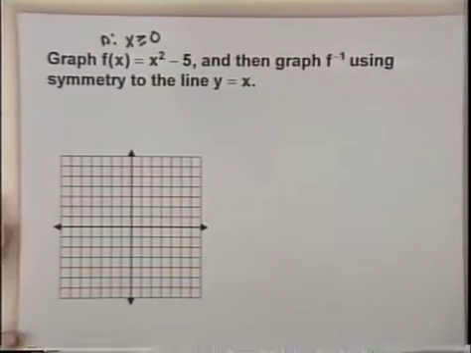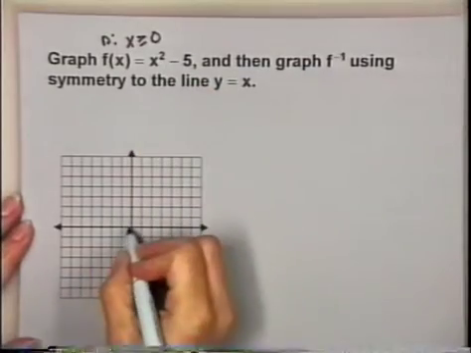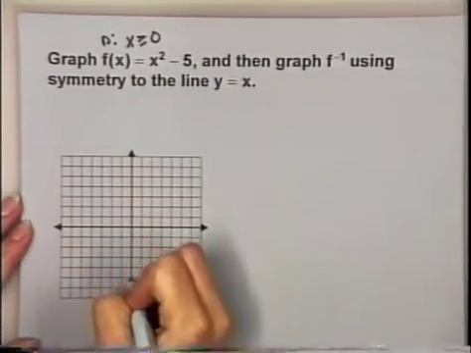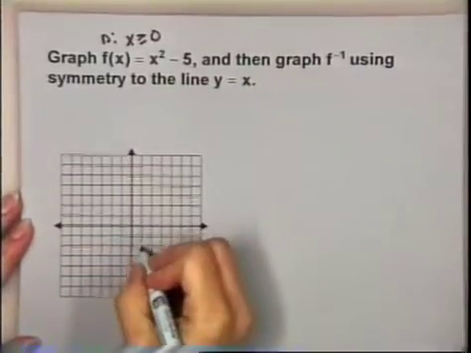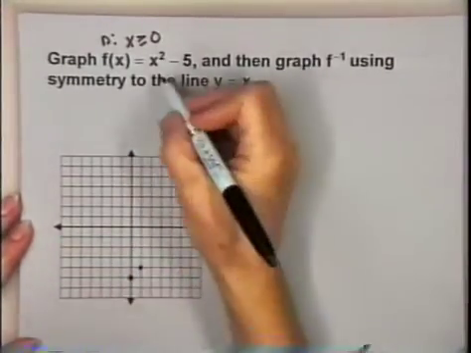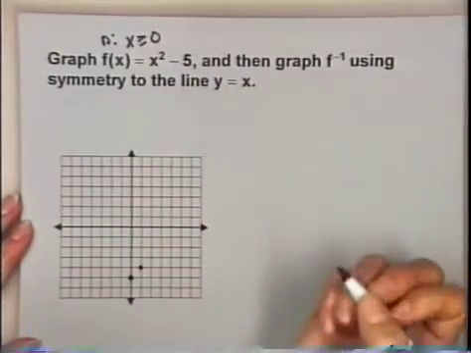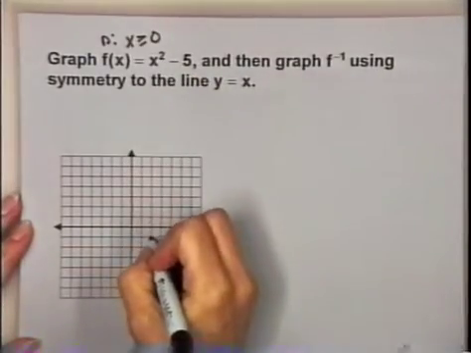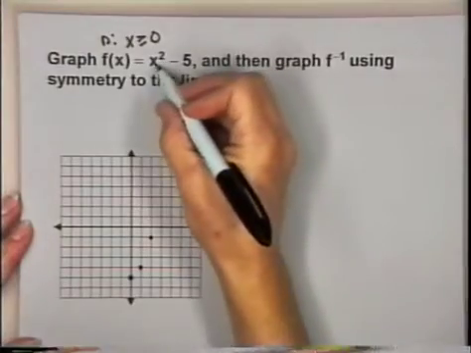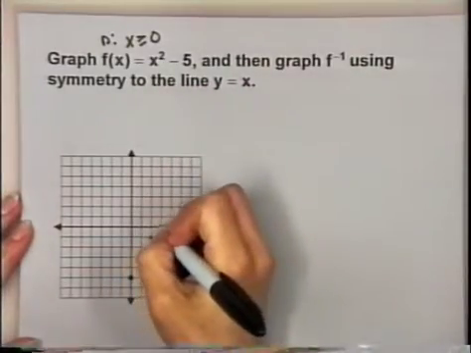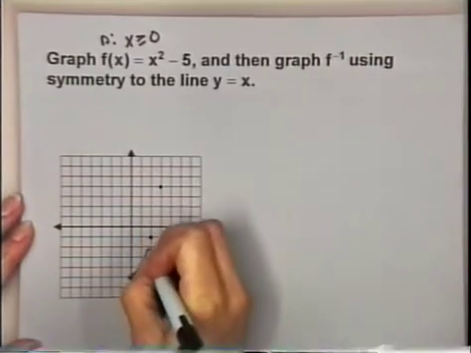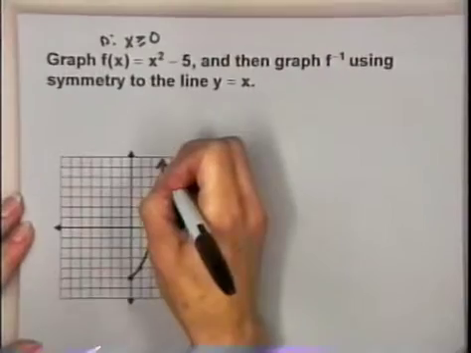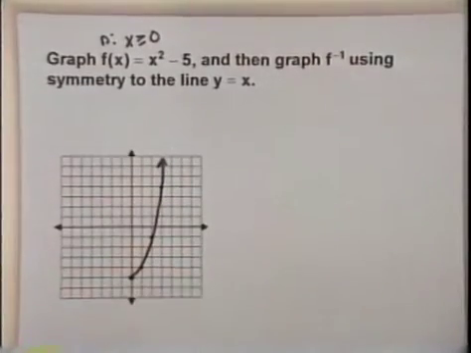Okay, well let's see. If x is 0, 0 subtract 5 is negative 5. If x is 1, 1 subtract 5 is negative 4. If x is 2, I have 4 subtract 5, which is negative 1. And I'll do one more. If x is 3, I have 9 minus 5 is 4. So you'll see, of course, what I have is half of the parabola x squared minus 5. That function is one-to-one, isn't it?